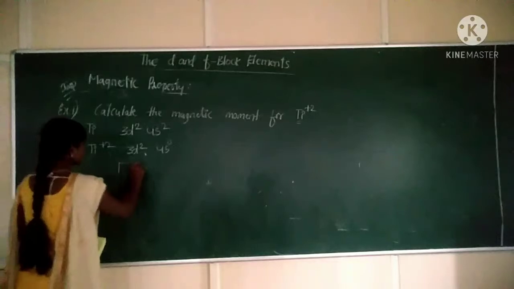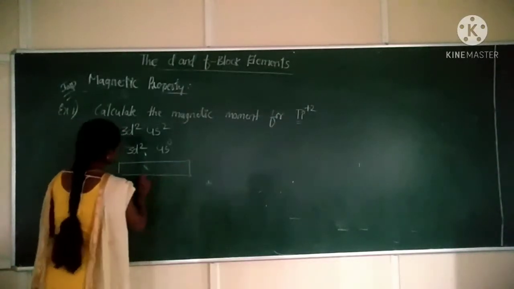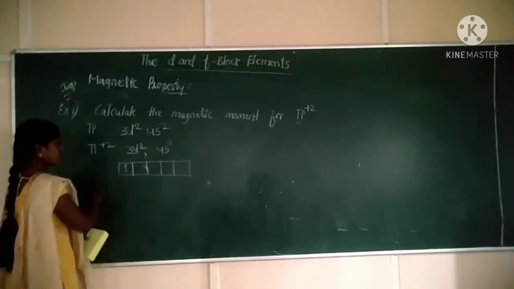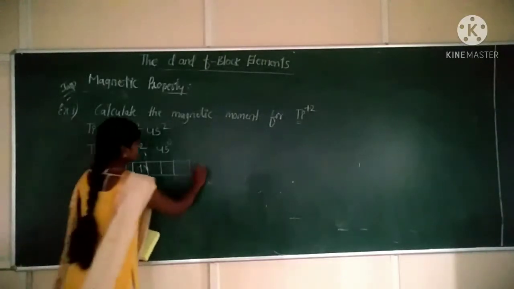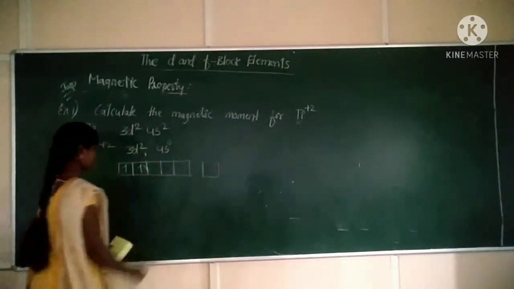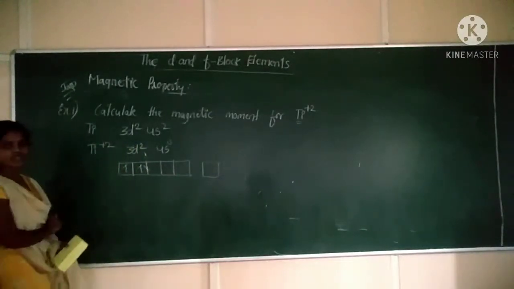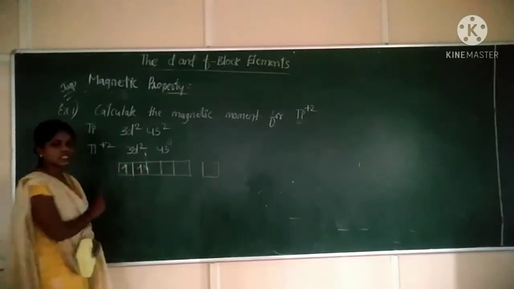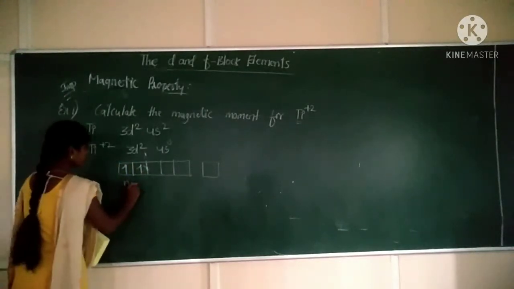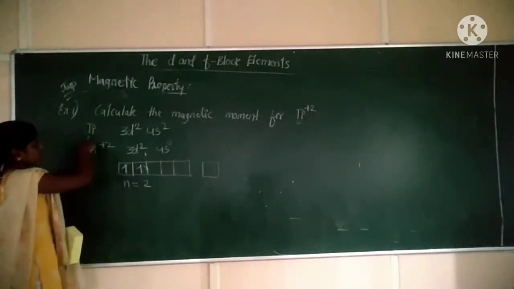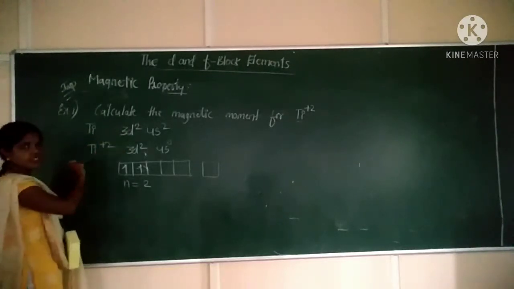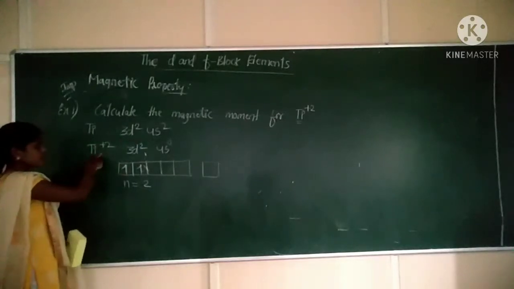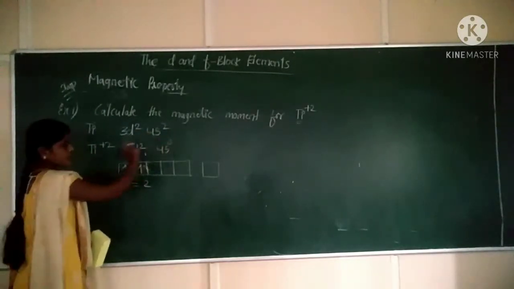So write the orbital diagram. How to fill the electrons according to Hund's rule? One electron each in the 3d orbitals, and 4s does not have any electron. Now how many unpaired electrons can you observe here? 2 unpaired electrons. So the value of n here is 2.